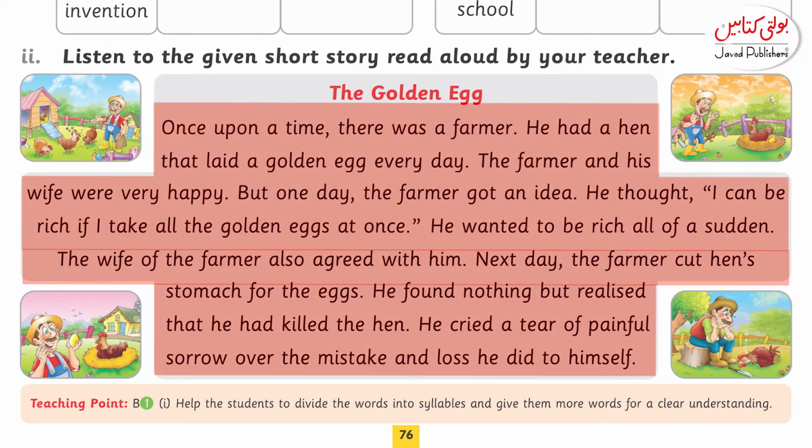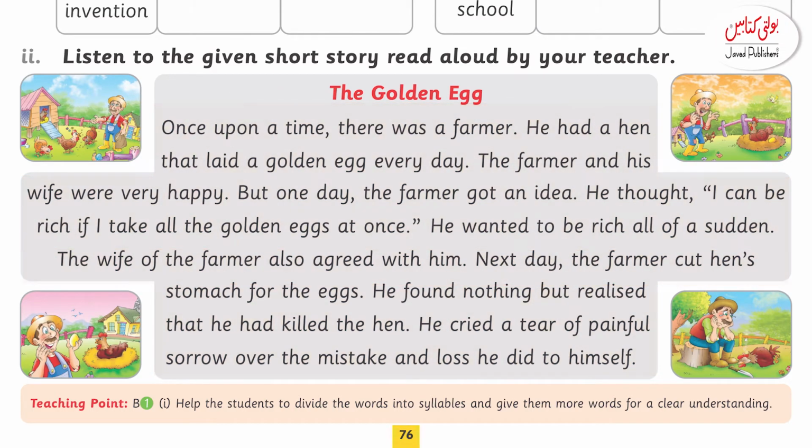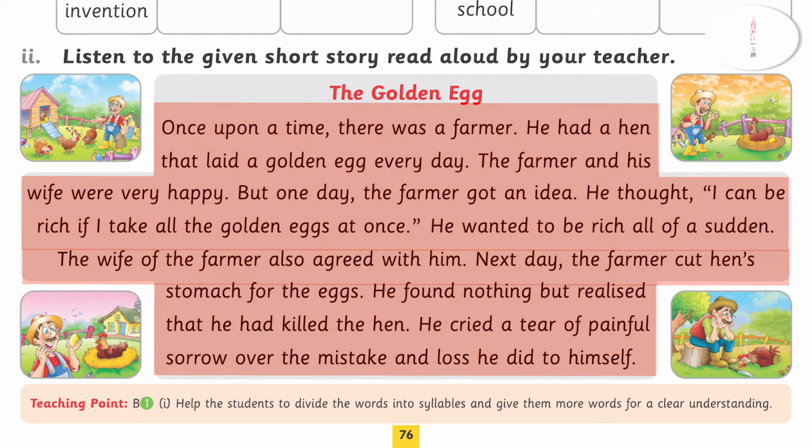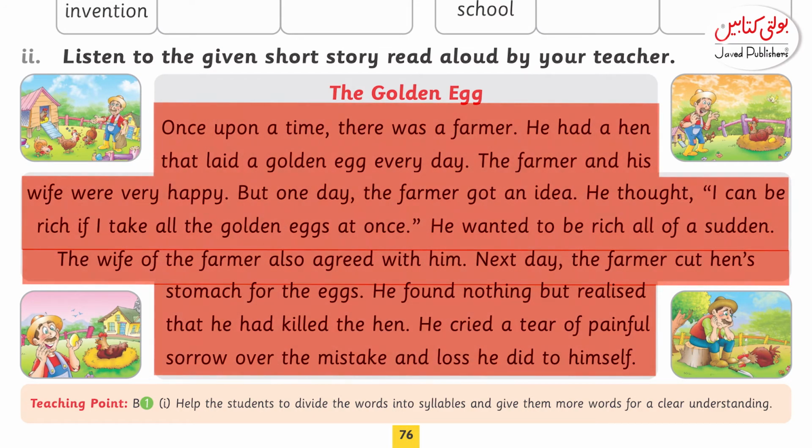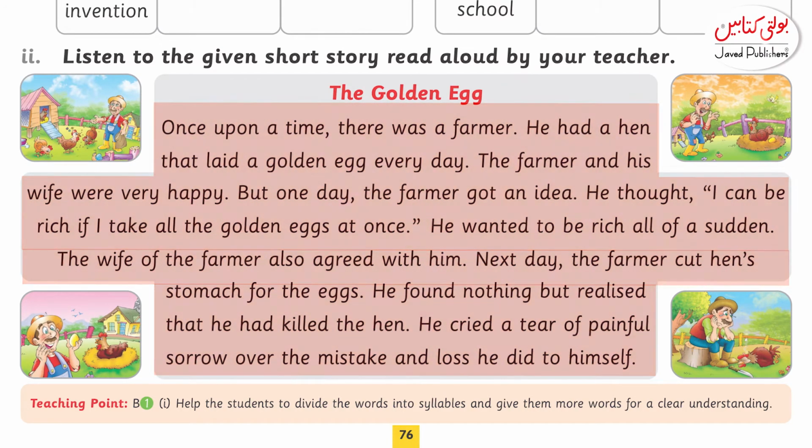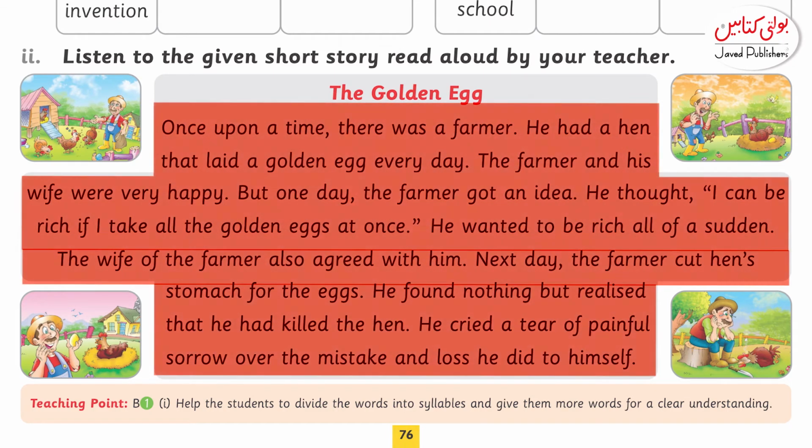Once upon a time there was a farmer. He had a hen that laid a golden egg every day. The farmer and his wife were very happy. But one day the farmer got an idea. He thought, I can be rich if I take all the golden eggs at once. He wanted to be rich all of a sudden. The wife of the farmer also agreed with him.